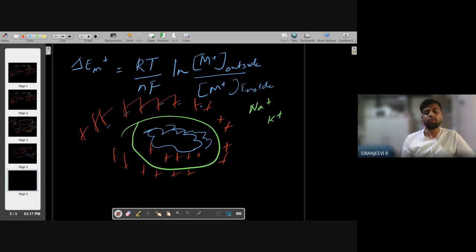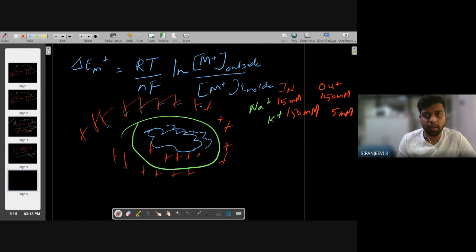So how will the values be designed, if you consider inside and outside? The inside sodium concentration will be 15 millimolar, whereas outside will be 150 millimolar. And potassium is the opposite: inside it will be 150 millimolar, outside it will be 15 millimolar. That's why we talk about the M+ outside and M+ inside concentrations.